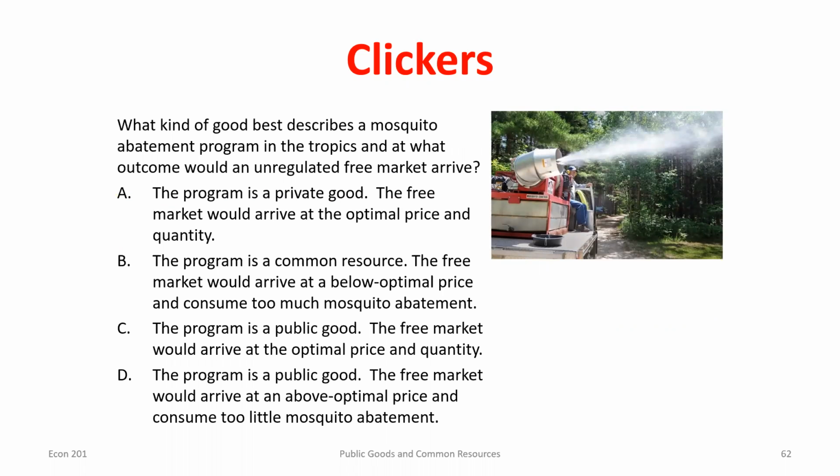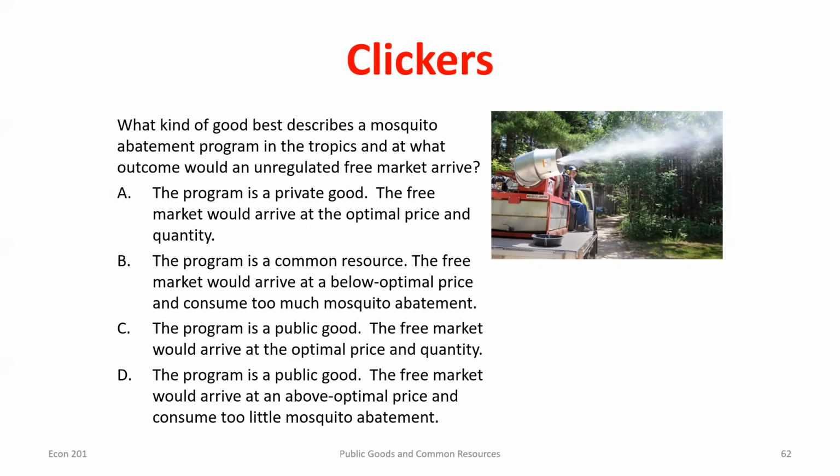So, excuse me, I think the mailman just got here. All right, so what kind of good would best describe a mosquito abatement program? This is where you can spray for mosquitoes, but think about if we had not the government providing this, but private individuals making this decision. Once they spray an area with this mosquito repellent, it's non-rival in the sense that we all can enjoy it. It's also non-excludable. Once someone purchases it, we can't prevent other people from enjoying the fact that the spray helped kill a bunch of mosquitoes.